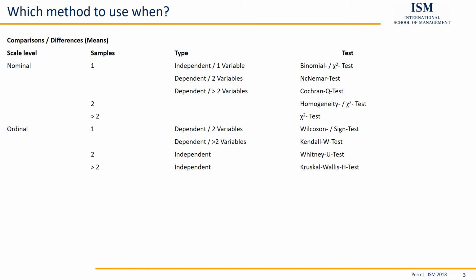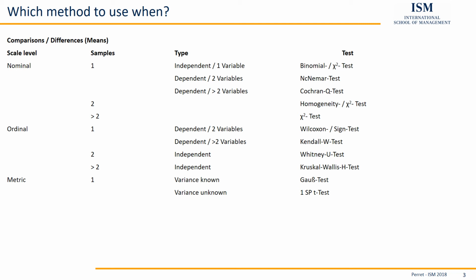Or if I only have one sample, here I don't have a specific test for the ordinal scale variables, but I have something for nominal. And I also have something for metric. Here, if I know the variance, and I have only one variable, one sample, and I want to compare the mean of this sample to a test value, I could use the Gauss test. If the variance is unknown, then I could use the one sample t-test. So this depends on whether I know the variance or not.